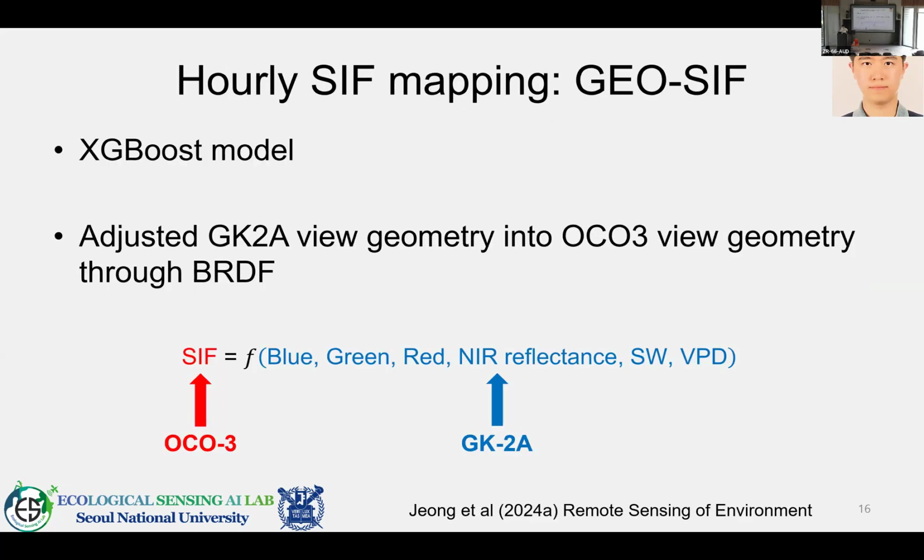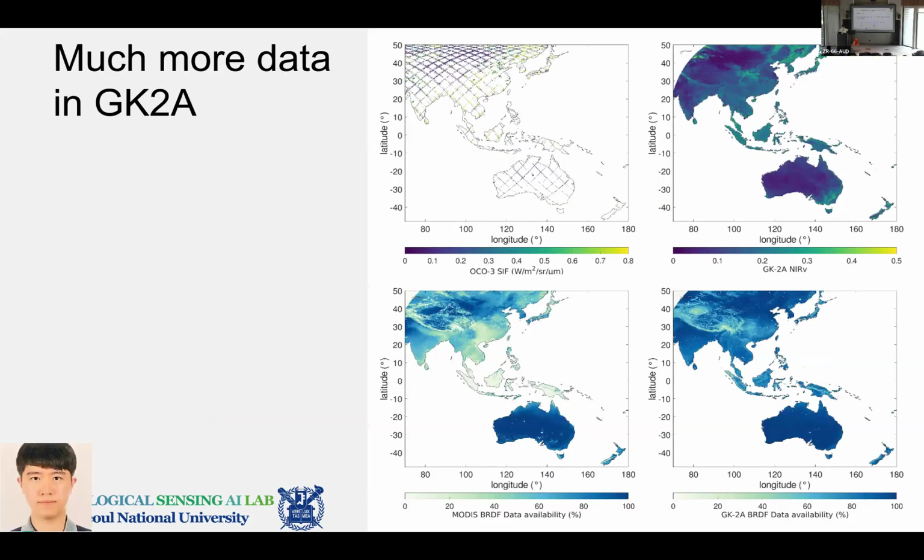And now we try to generate sub-daily SIF datasets by fusing the geostationary satellite, the GK2A, and OCO-3. And we applied machine learning models. We retrieved blue, green, red, infrared reflectance, and shortwave radiation, VPD from the geostationary satellite. And we use SIF from the OCO-3, built a model, and predicted SIF using the geosatellite.